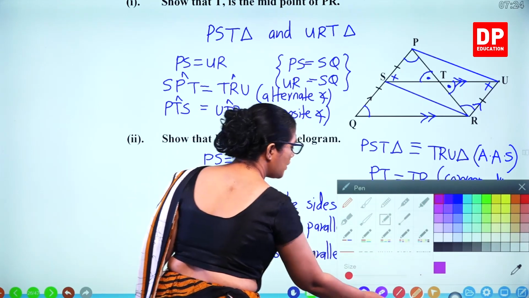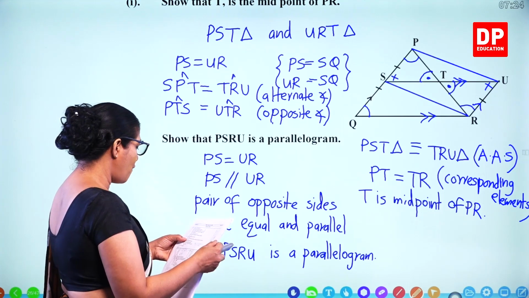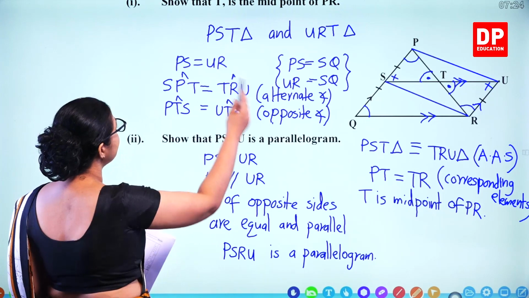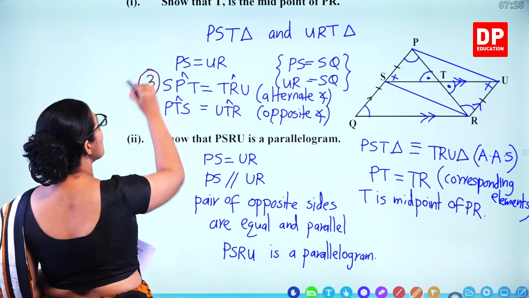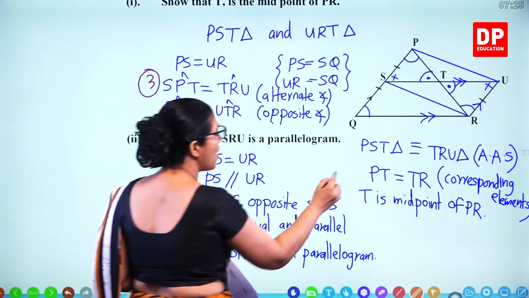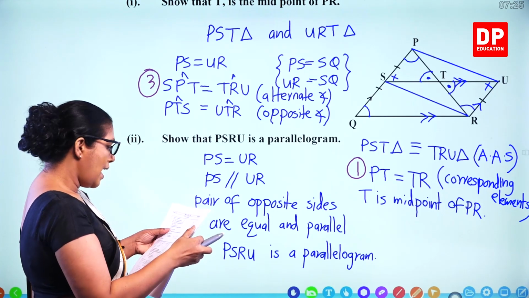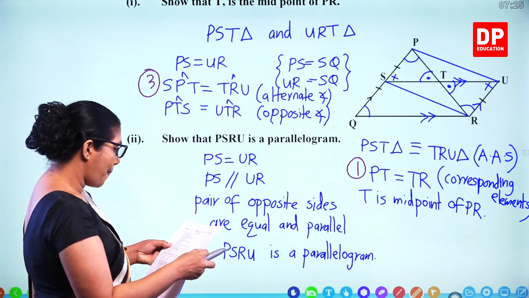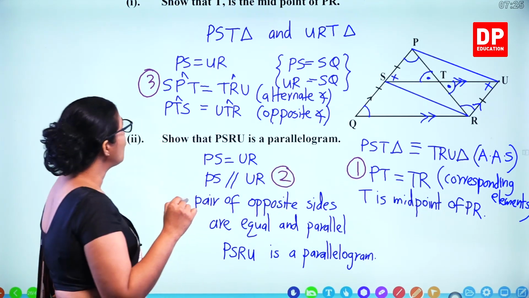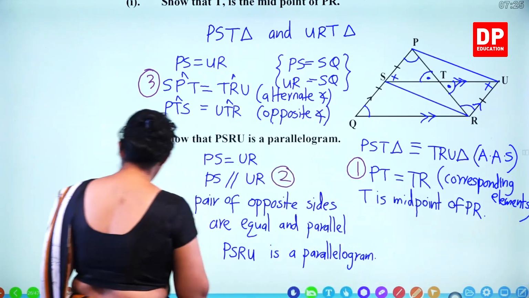So how many marks for these two parts? You are getting 4 marks for the proof. So 3 marks for showing the two triangles are congruent and 1 mark for finding this one. So 4 marks for that. And then this part just 2 marks. So 4 and 2, 6 marks altogether. So let's take the next one.